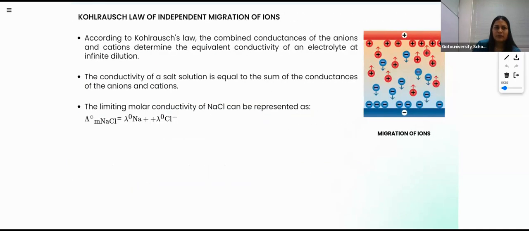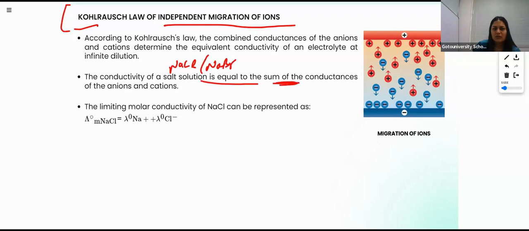Okay. Now, what is Kohlrausch's law? That we have discussed in weak electrolytes, that it is independent migration of ions. Now, let us read here. According to Kohlrausch's law, the combined conductances of anions and cations are determined by the equivalent conductivity of an electrolyte at infinite dilution. Now, what does that mean? This means that the conductivity of a salt solution, say NaCl, or we can take an example here of NaBr, is equal to the sum of the conductances.